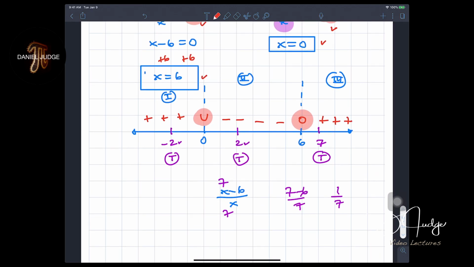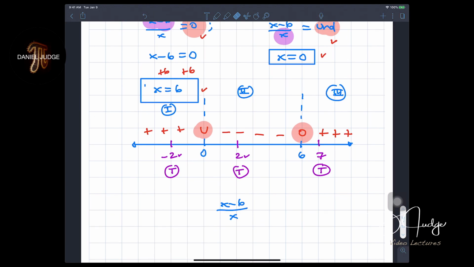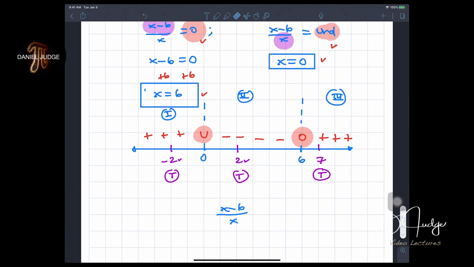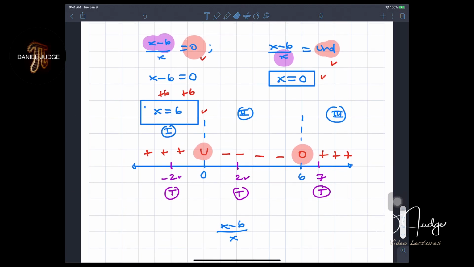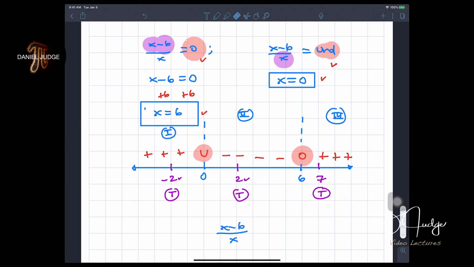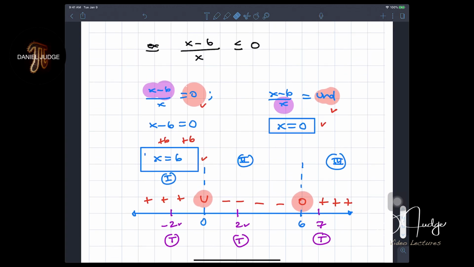So ladies and gentlemen, that's sign analysis. This is all the information you need to start to graph now. So we have to graph the solution. Okay?